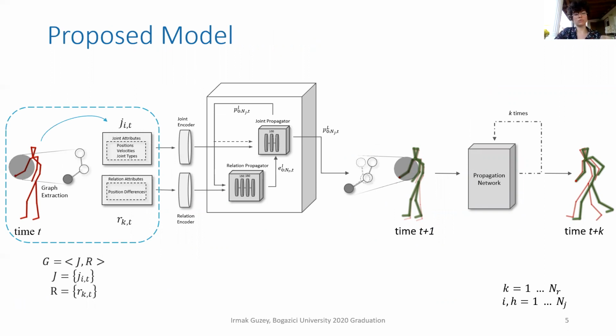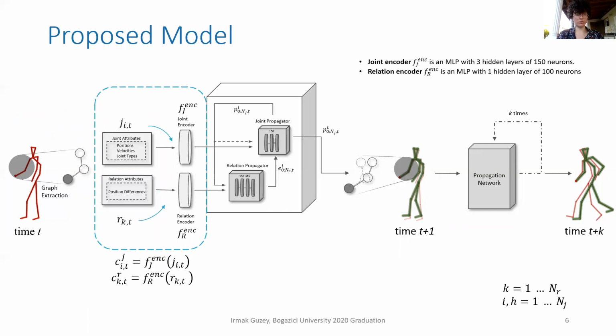So here we first extract joint attributes and relation attributes from the dataset. Joint attributes consist of position, velocity, and joint types. And relation attributes consist of the vectorial distance between the joints that have the corresponding relation. Here, the node with the gray filling represents the joint whose position the system knows through the whole trajectory, and the other nodes represent the joints to be predicted.